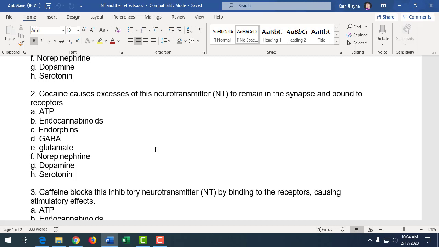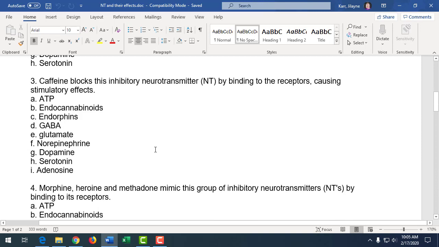Caffeine blocks this inhibitory neurotransmitter from binding to receptors, causing stimulatory effects. So caffeine, let me look at, what do you think? Which one did we say is an inhibitory neurotransmitter? We already talked about it. Which one did we already say was the inhibitory one? GABA. Yep. So caffeine inhibits this and makes us feel like we have a little more energy, right?